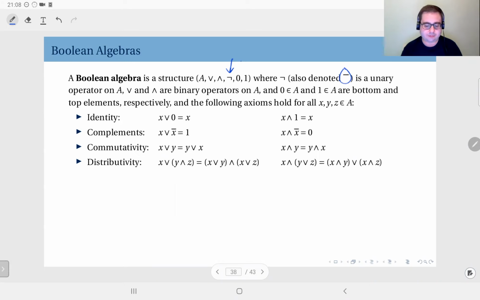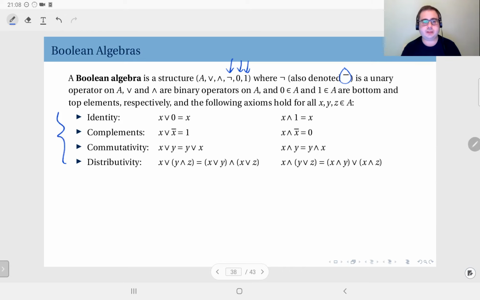And we have two constants, 0 and 1, and they represent the least and the greatest elements in the underlying poset. Okay, of a Boolean algebra, you have an underlying partial order, and 0 and 1 represent the greatest and least elements. Be careful, not maximal and minimal elements. I'm referring to the greatest and least elements because they must be unique. And for a structure to be a Boolean algebra, here are the axioms it has to satisfy.